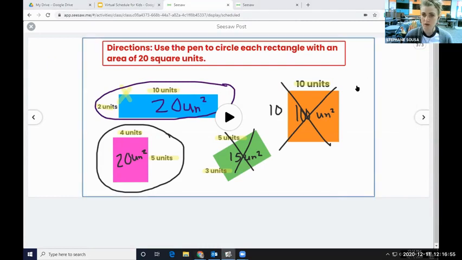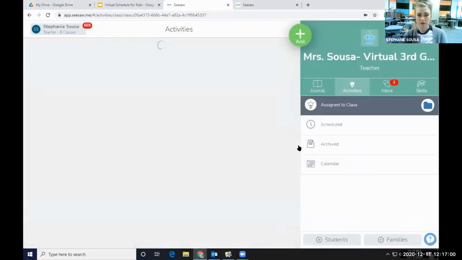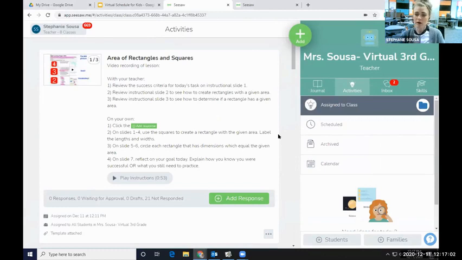Okay. This is going to be a pretty fun, creative activity for you to complete. So go ahead and open up your Seesaw, and you have an activity that has been released to you called Area of Rectangles and Squares.